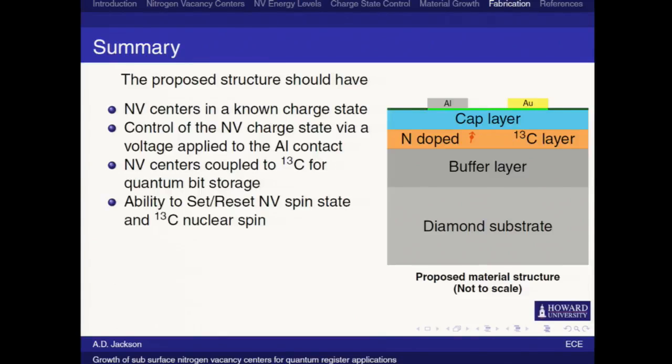So in summary, we're trying to make a structure that can potentially be used for a quantum register. When it's all fabricated, the NV center should be in a known charge state. If there's no voltage on the contacts, it should be in the positive charge state. As you increase the voltage on the contacts, it will transition from positive charge state to neutral charge state to the negative charge state. And then the NV centers will be coupled to carbon-13 for quantum bit storage. And we have the ability to set and reset the spin state of the NV center and the carbon-13 nuclear spin.